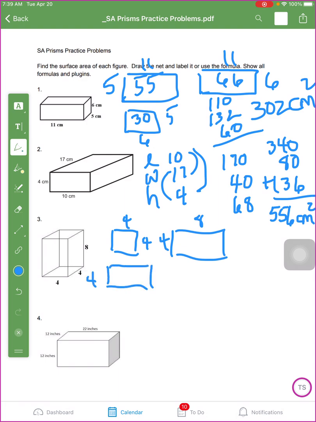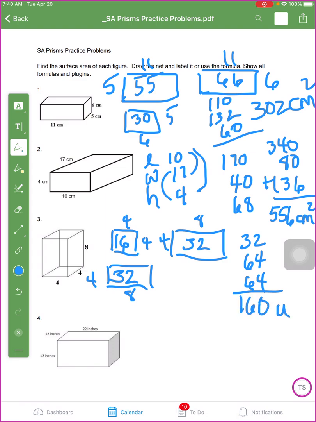Remember, we have 2 of each of these, so 4 times 4 is 16, 4 times 8 is 32, and 4 times 8 is 32 again. So 16 times 2 is 32, 32 times 2 is 64, and 32 times 2 is 64, because there are 2 of each of those rectangles. So we have 32 plus 64 plus 64, which gives us a surface area of 160. We're not given a unit, so we're just going to call it units squared.